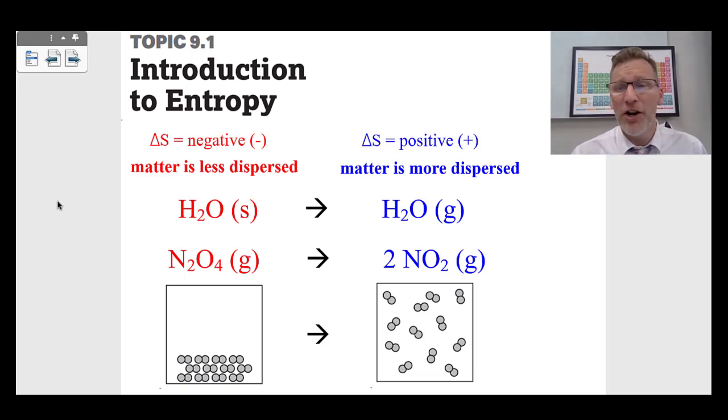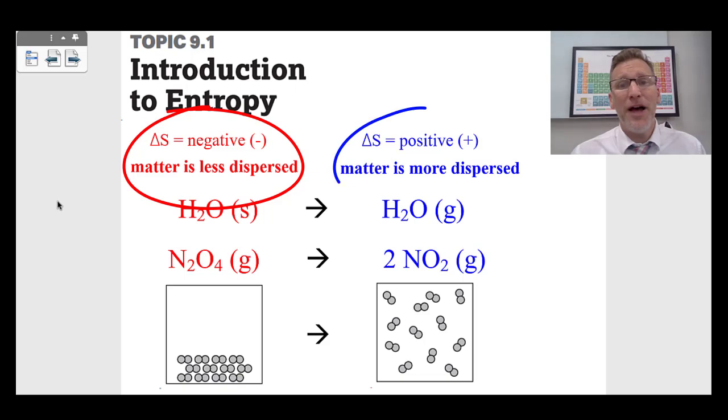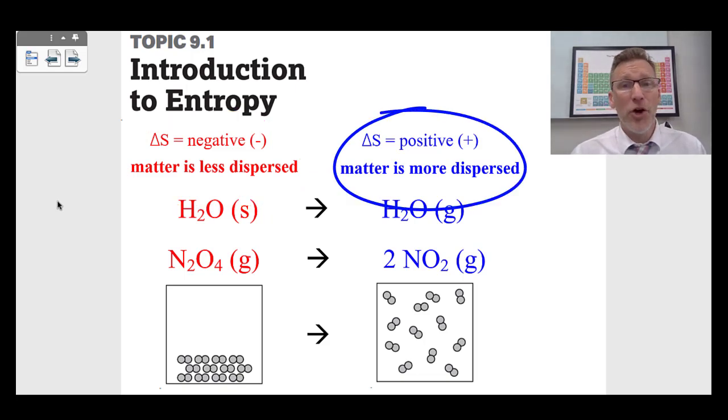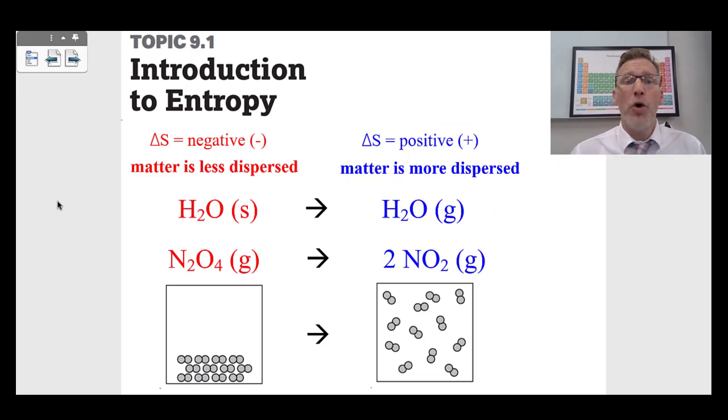Entropy is disorder, but on an AP exam, you want to describe it as the particles and their dispersion. If the delta S, the entropy, is negative, matter is less dispersed. If the delta S is positive, matter is more dispersed. And the first thing you go to is states of matter. You can see water as a solid would have a negative delta S because it's very ordered. It's not very dispersed. When water's a gas, it's going to be much more dispersed. The entropy is going to be positive.